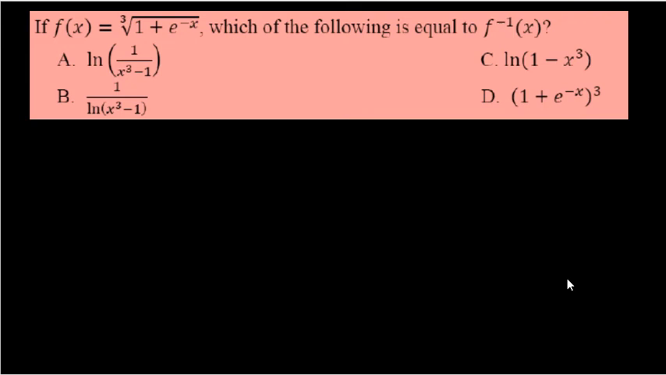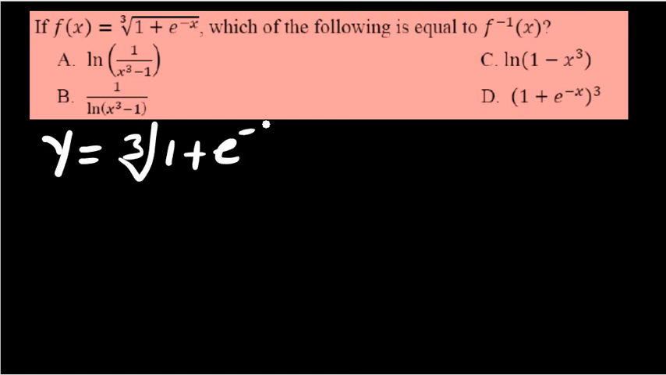The second question says f of x is equal to cube root of 1 plus e to the power of negative x. Then we are asked to find the inverse. So first of all, f of x is the same as y. Y is equal to cube root of 1 plus e raised to negative x. This is given to us. So we need to find the inverse.